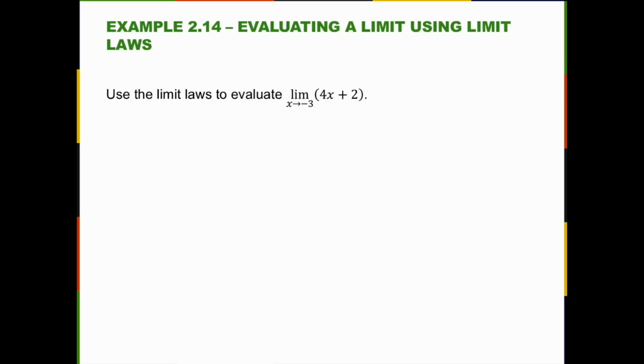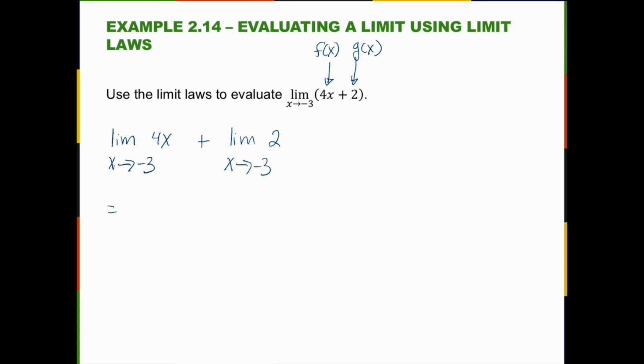So let's look at this example. We're going to apply the limit laws to the limit as x approaches negative 3 of the function 4x plus 2. I want you to think of the 4x as one function named f of x, and the 2 is a constant function g of x, and I'm adding them together. So we can use the sum law to separate this into two limits. I can rewrite this as the limit as x approaches negative 3 of f of x, which is 4x, and then add the limit as x approaches negative 3 of g of x, which is 2.